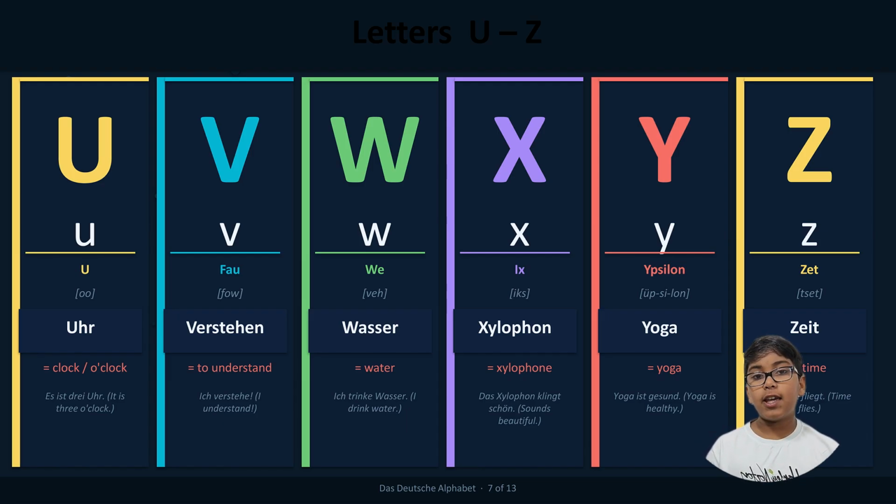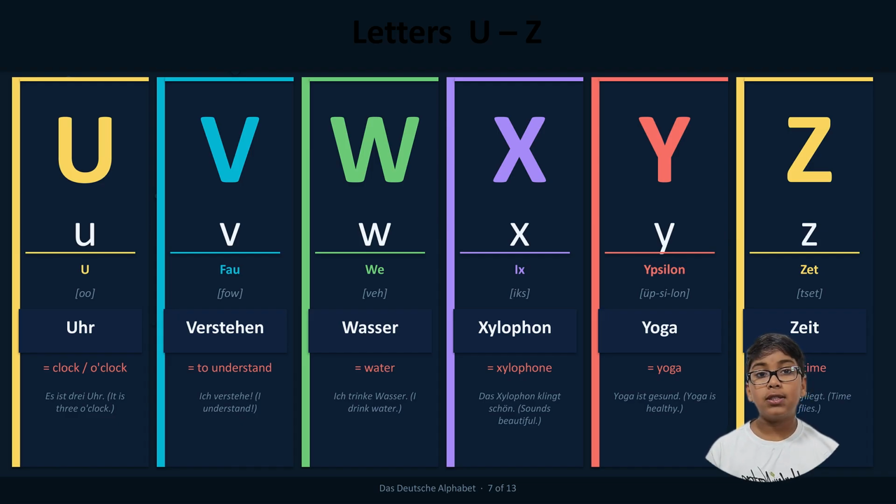Here comes another big one. In German, W sounds like the English letter V. So German W equals the V sound. Let me say that again. German V sounds like English F. German W sounds like English V. Yes, V and W are completely switched around. Just remember that and you will be absolutely fine. The example word is Wasser. Say it. Wasser. It means water. Ich trinke Wasser. I drink water.